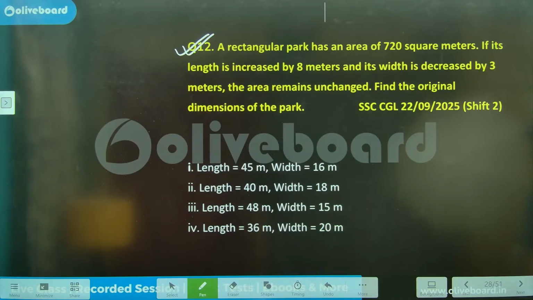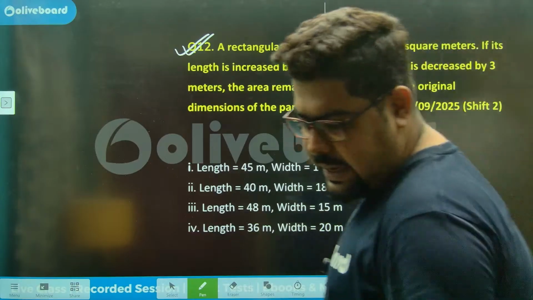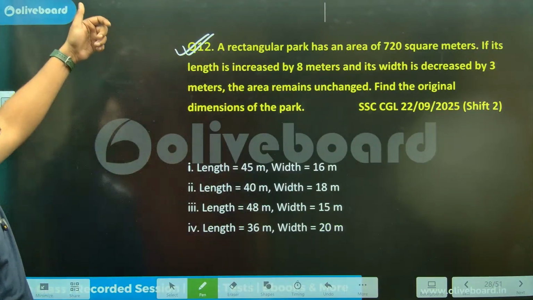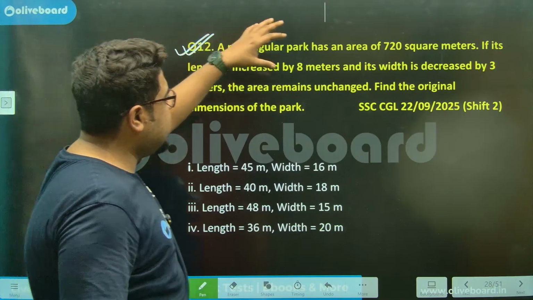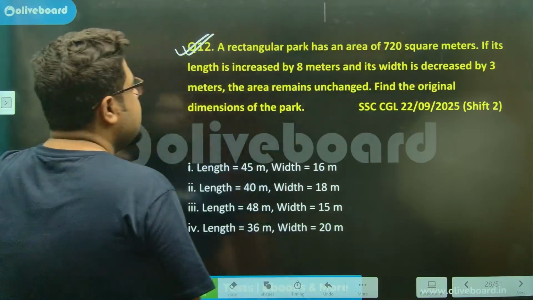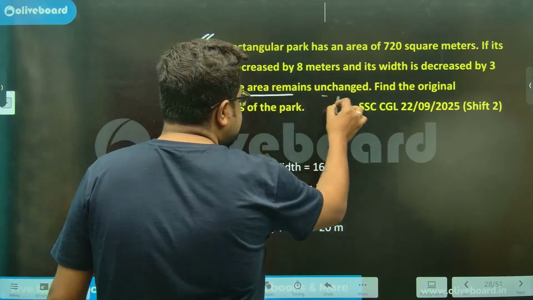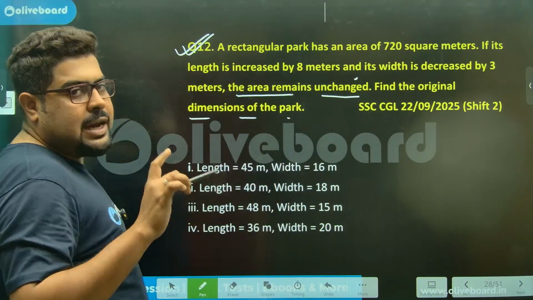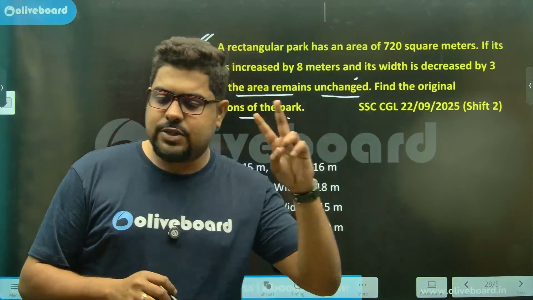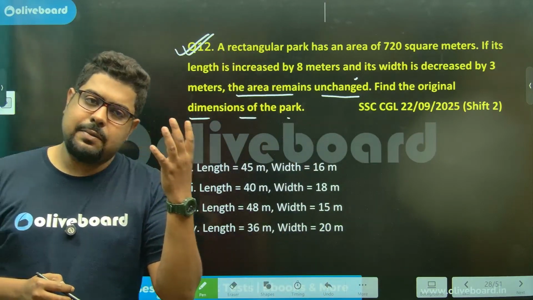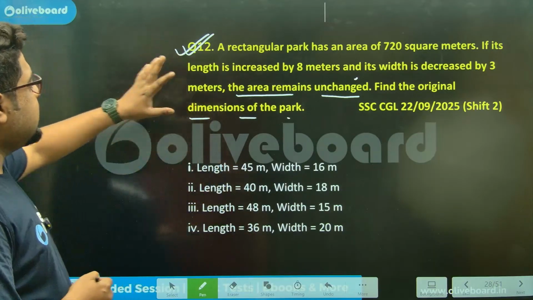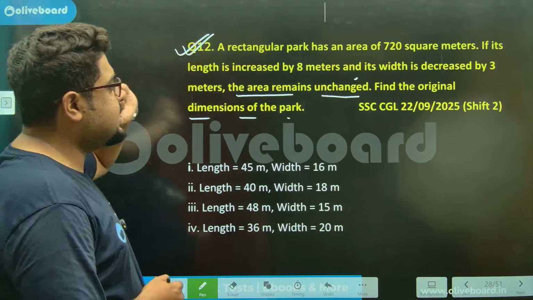Read it, everyone, first. A rectangular park has an area of 720 square meters. If its length is increased by 8 and width is decreased by 3, the area remains unchanged. Find the original dimensions of the park. Sir, how can you do this? You see, there are two ways to do it. The majority of the students will always try to make an equation.